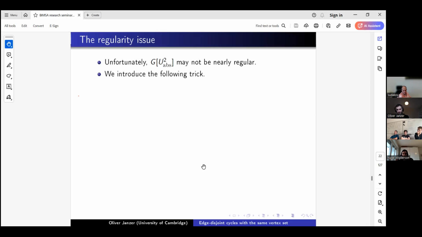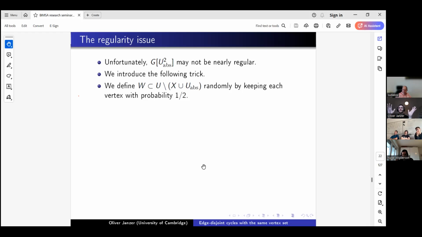And here's a cute trick. That's actually not the induced subgraph we'll consider, but we'll first sample vertices from the set of vertices that are not used in absorbers. So this W is sampled from U minus X minus U_abs. So it is sampled from the set of vertices that are not in the absorbers, and each vertex is chosen with probability 1/2.